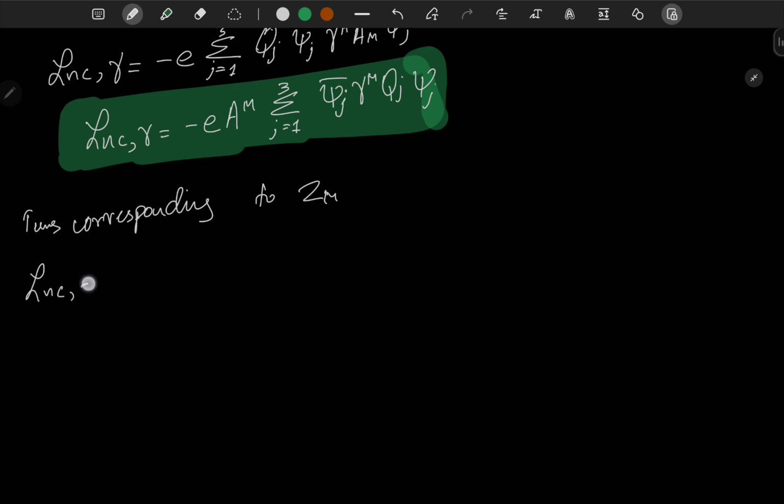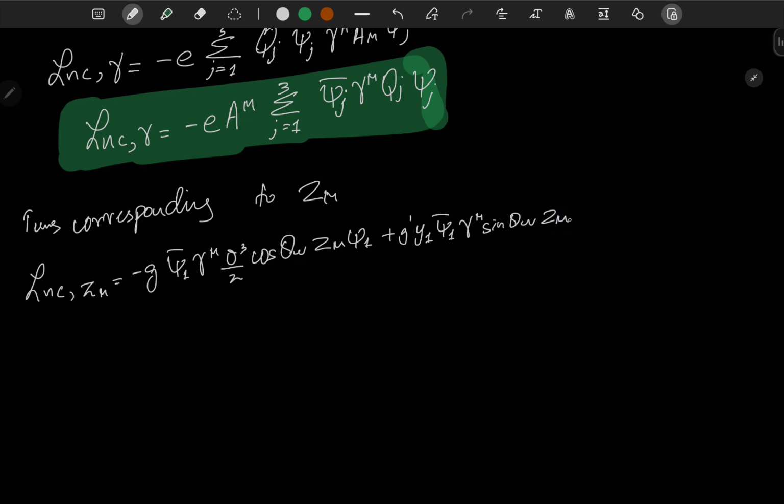So the terms corresponding to Z mu: minus G psi 1 bar gamma mu sigma 3 over 2 cosine of theta w Z mu psi 1, plus G prime Y1 psi 1 gamma mu sine of theta w Z mu psi 1, plus G prime sum over k equal to 2 and 3 of y of k psi bar of k gamma mu sine of theta w Z mu yk.